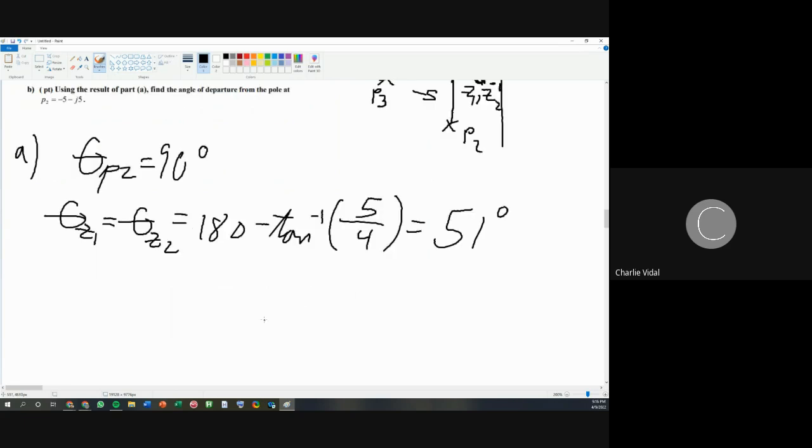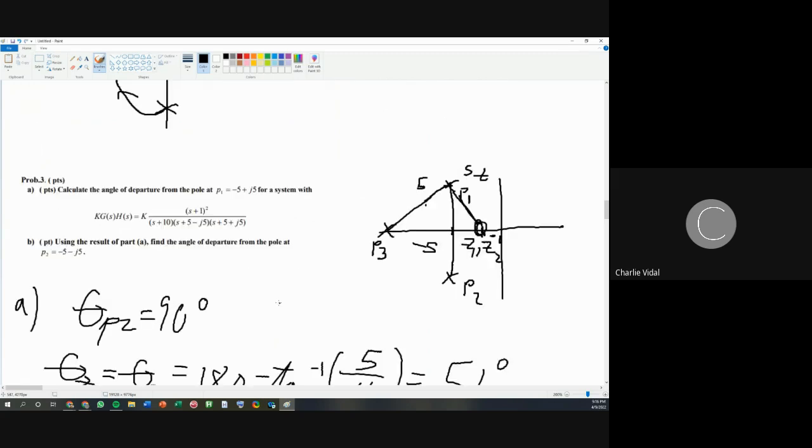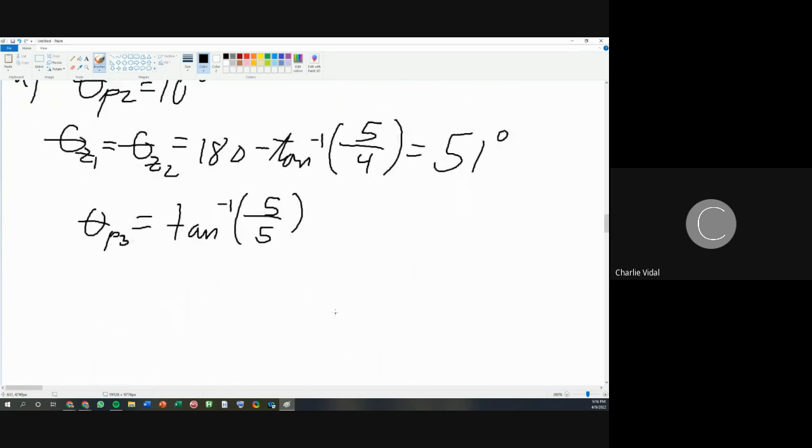Finally, you find theta P3. This is inverse tangent of 5 over 5 because it was at S equal to -10. So you walk 5 steps to the right and 5 steps up, and then you get a value of 45 degrees.